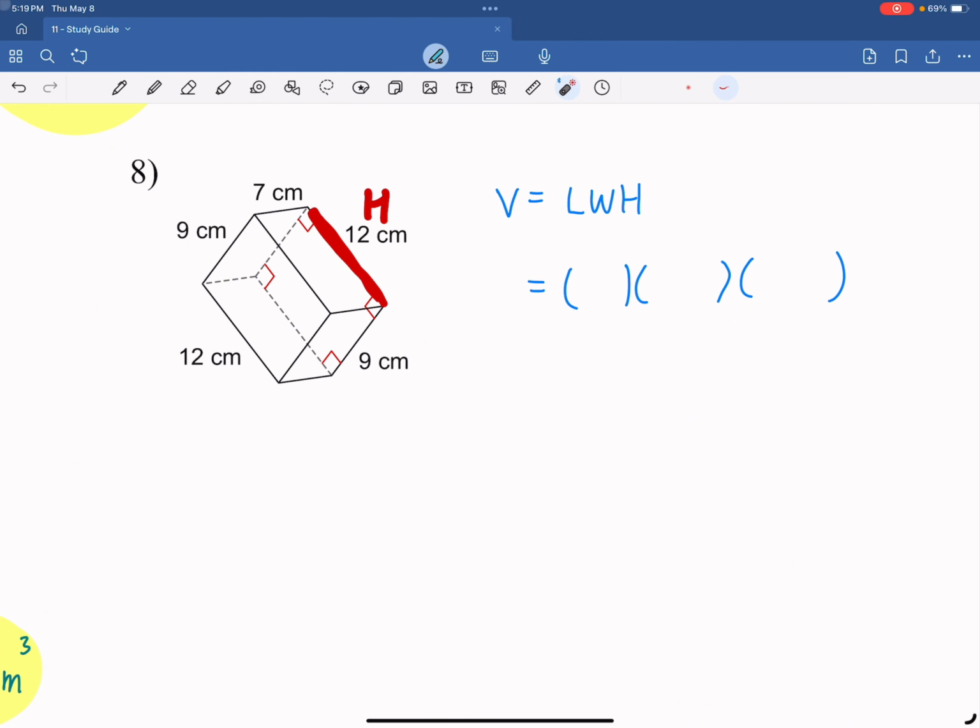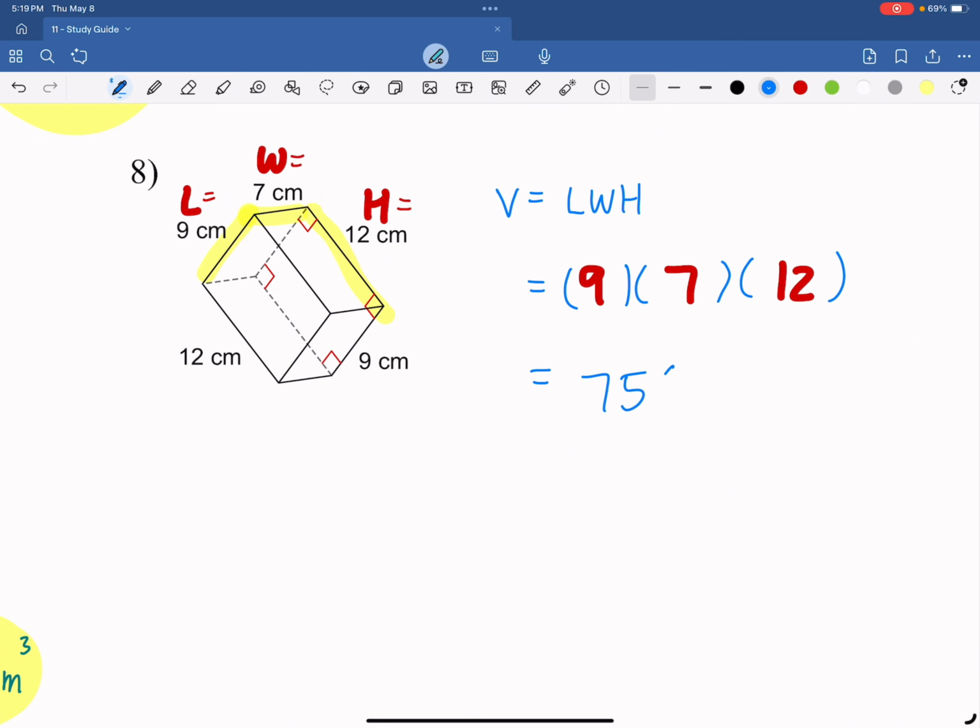I'm looking at it as if it casts a shadow kind of like this, you know? So I'm just going to treat this as height. I'm going to just treat this as length. I'm going to just treat this as width. As long as you pick 3 different sides, you're good. You're going to be plugging in these numbers anyways, as long as you differentiate them. So that's going to give you 9 times 7 times 12. Well, 9 times 7 times 12, that's going to give you 756 centimeters cubed.